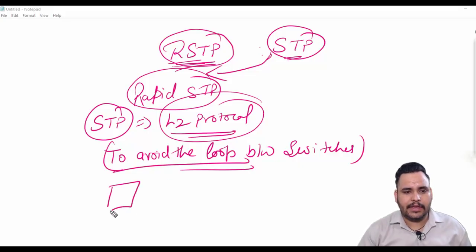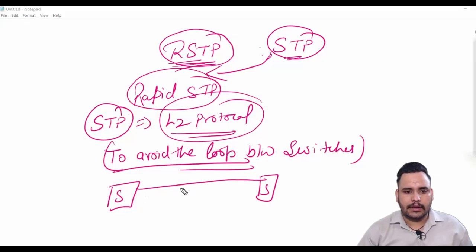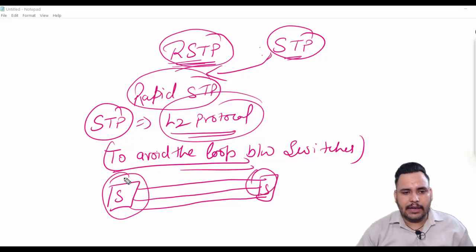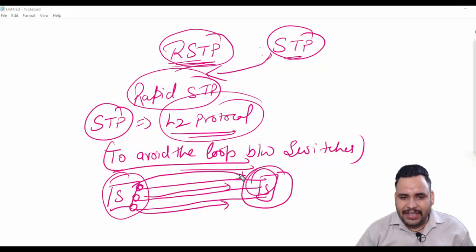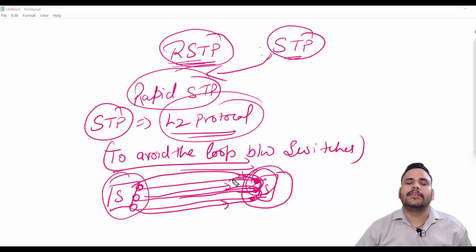For example, we have two switches and some redundant links between them. Port 1, port 2, and port 3 are sending information to the other switch. What is the behavior of a switch? A switch receives information from one port and sends it out of another port, receives from this and sends from this.